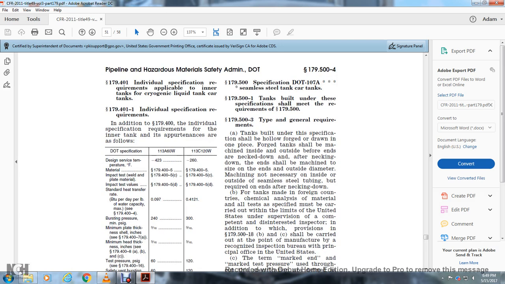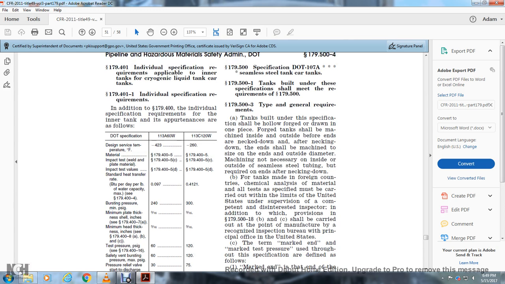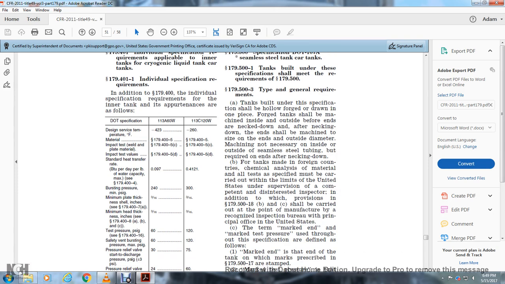Machining is not necessarily required on the inside of the outside seam in the stainless tube, but in the required end of the necking down. For tanks made in a foreign country, the chemical analysis and material tests specified shall be carried out within the limits for the United States, with supervision by a competent disinterested inspector of that nation, which in provisions 179.518 B and C shall be carried out at the point of manufacture by a recognized inspection bureau of the principal office of the United States.